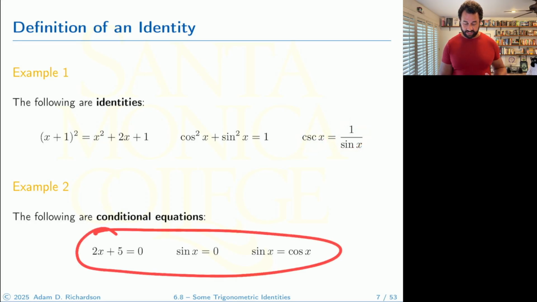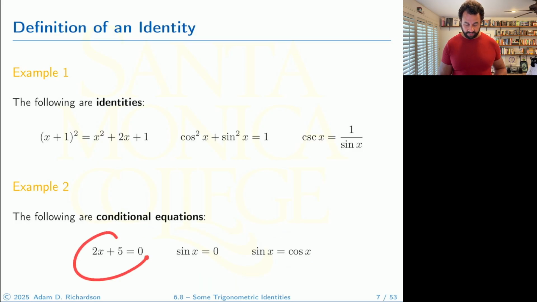Now, down here, I've got a list of conditional equations. For example, this equation is not true for every x. In this case, it's only true for one x value. It's true when x equals negative 5 halves. So this is a conditional equation, the condition being x has to be negative 5 halves. Same thing with sine of x equals 0. That's a conditional equation. It's not true for every value of x. It is true for infinitely many values of x, these are just the zeros of the sine function, but it's not true for every x.